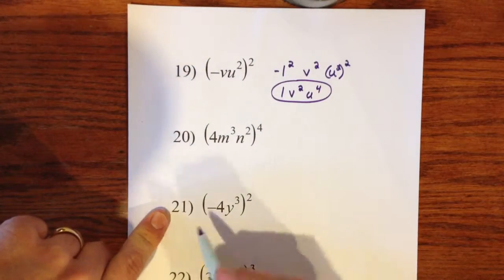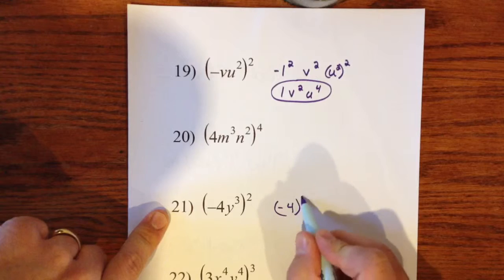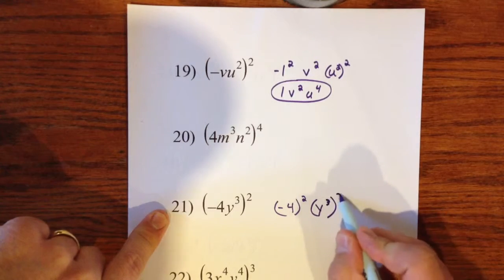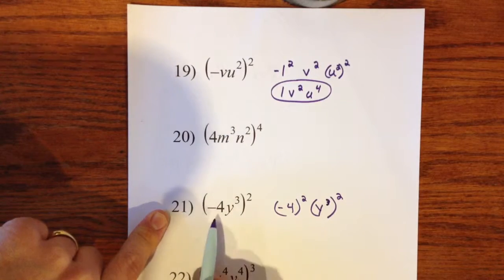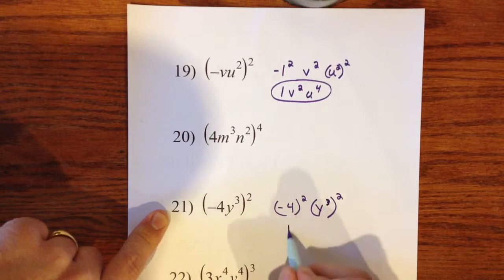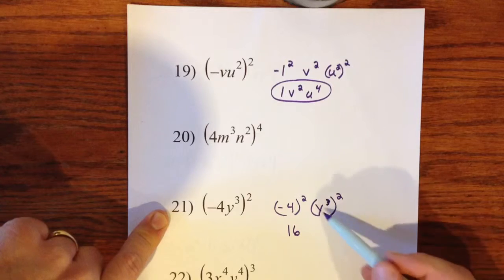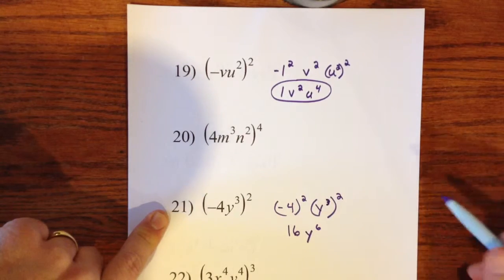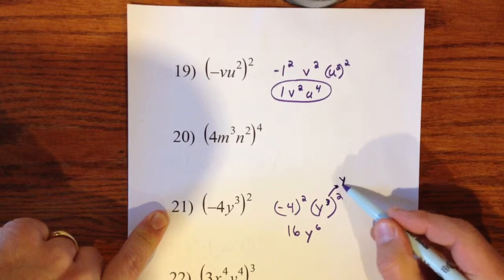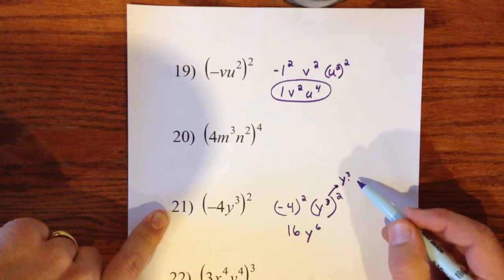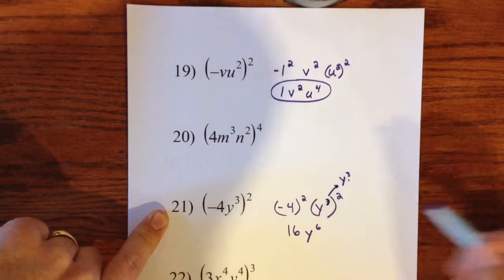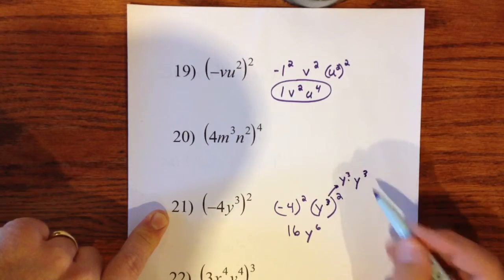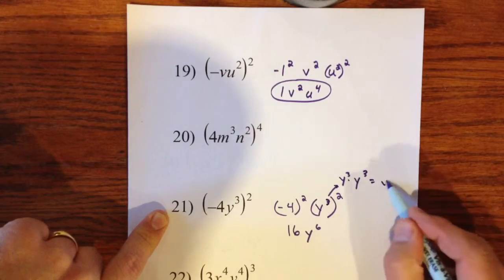Alright, 21. Again, I'm going to square everything in there. So it's kind of like the other one. So I squared the -4 and squared the y squared. That's 16. And y squared squared is y to the 6th. Because think about that. This is y cubed squared. Sorry, y cubed squared. I think I said that wrong. So this is y cubed times y cubed, which is y to the 6th.